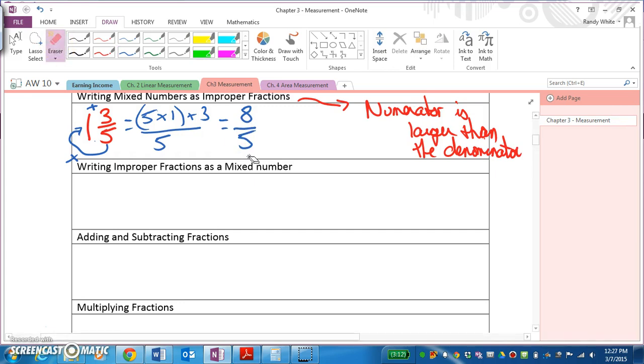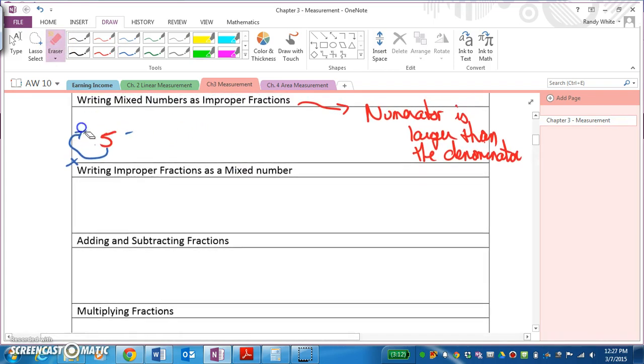Right, let's look at another example. Let's say I have 2 3/4. Well, to write that as an improper fraction, it's going to be 2 times 4 plus 3 all over 4. 2 times 4 is 8. 8 plus 3 is 11 over 4. Right? Pretty straightforward.